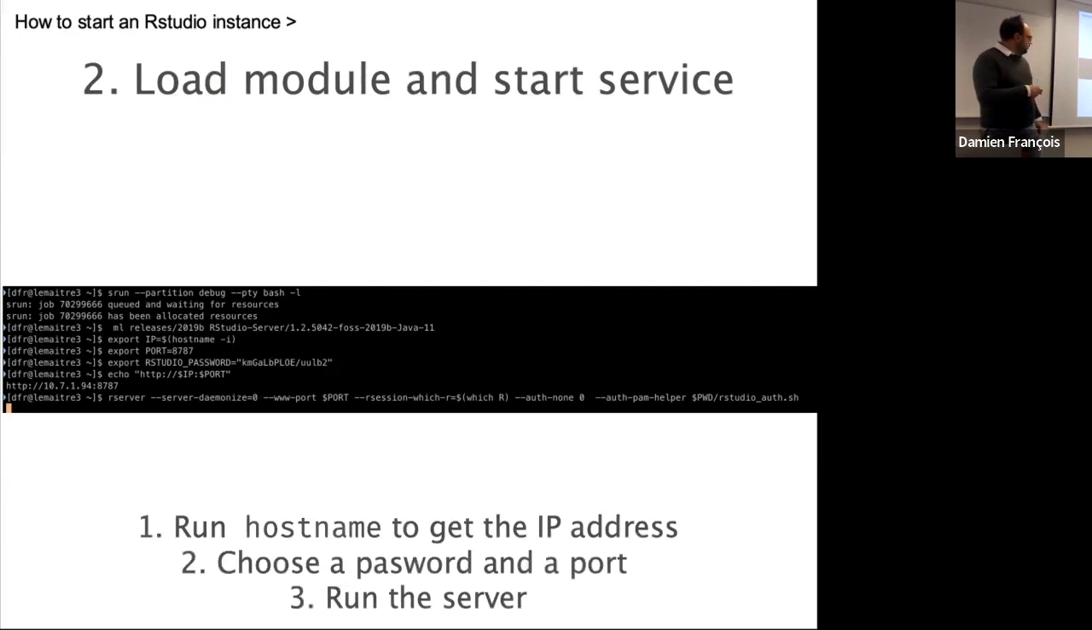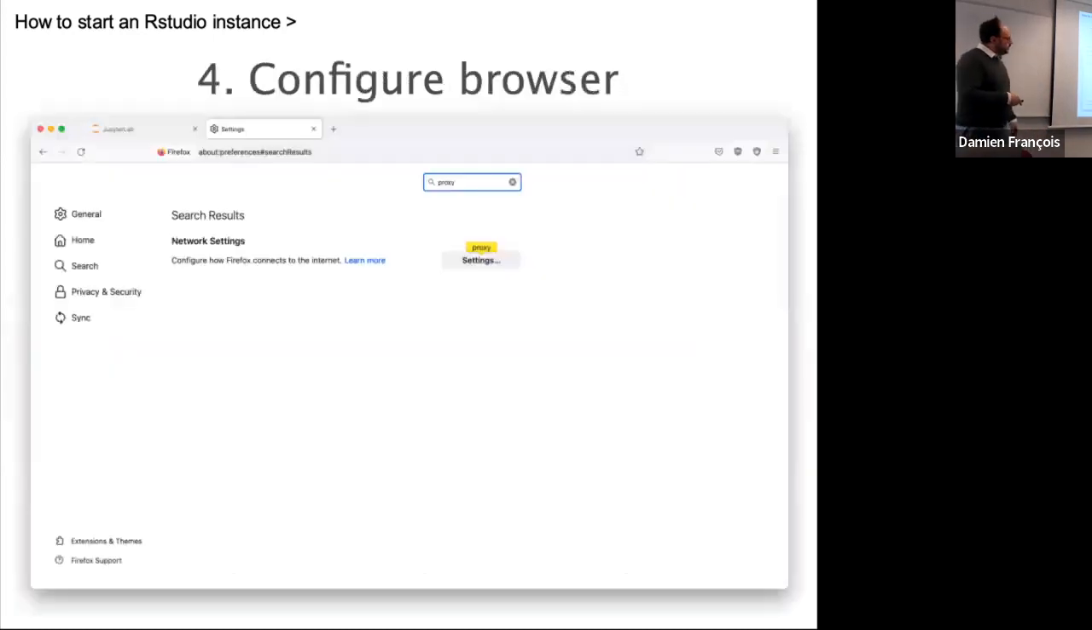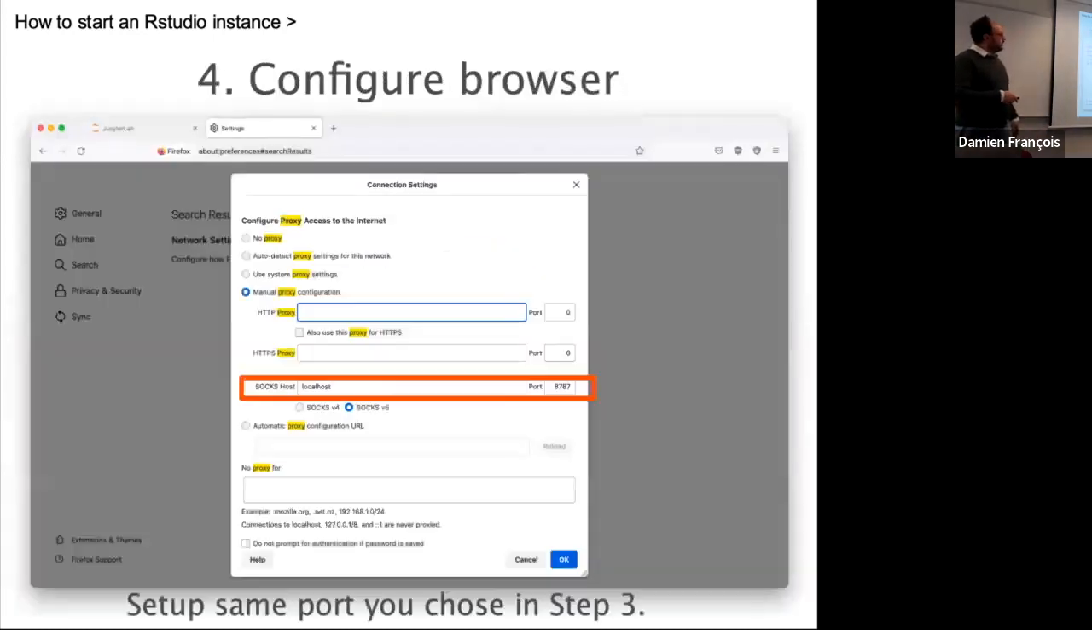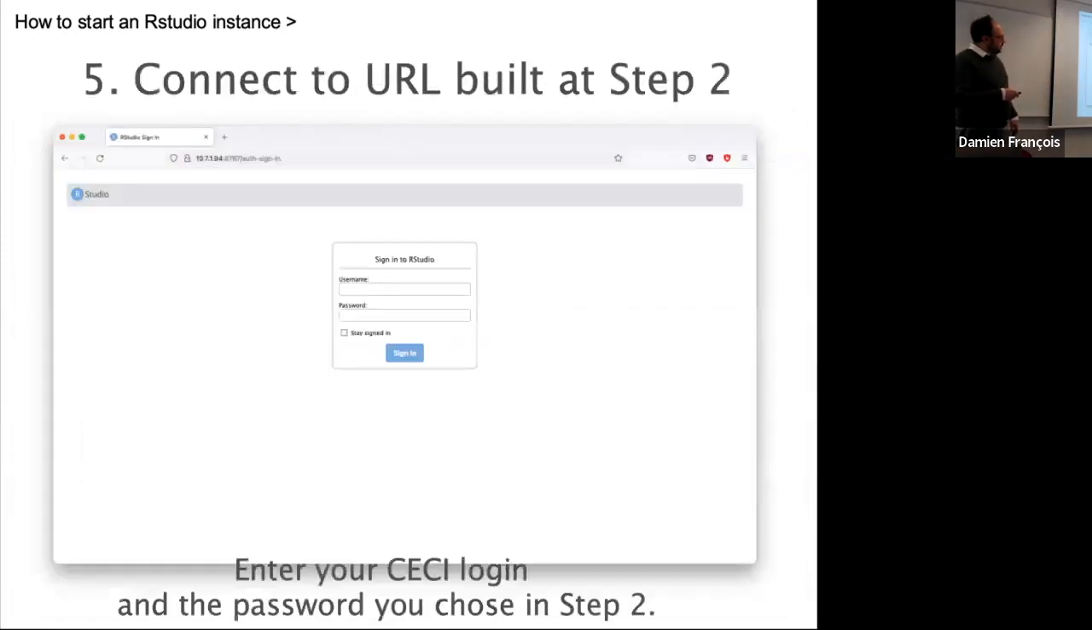And you need to choose a password, like here. And the username will be the username you have on the cluster. Once you have done that, again, the same command in SSH to create the tunnel or the sub proxy, the same configuration in Firefox. And then you get to this page where you put here your CÉCI username and here the password that you chose when you started the RStudio instance.